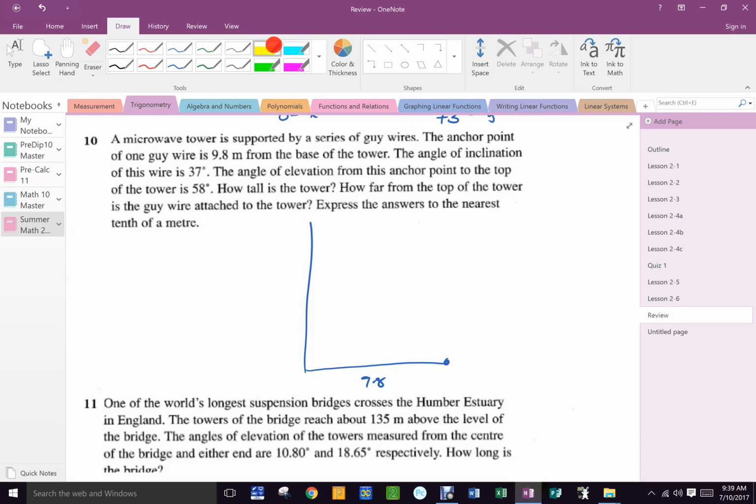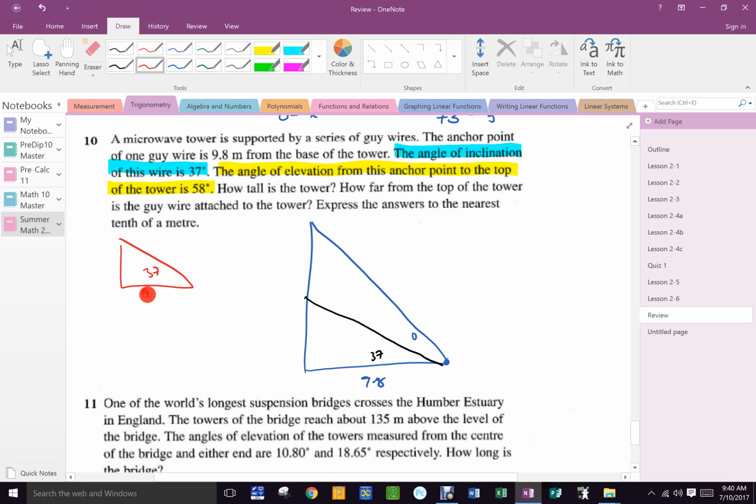There's this one that goes to the top, and there's this other one that only goes up 37 degrees. So the one that goes to the top is 58 degrees. Now, there's another one that goes from the same point, but only goes up 37 degrees. Is everybody with me on that? So really, I have this triangle with 37 and 9.8, and I have this triangle with 58 and 9.8. I want to know how tall is the tower.